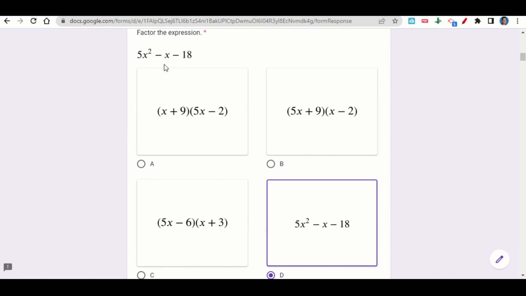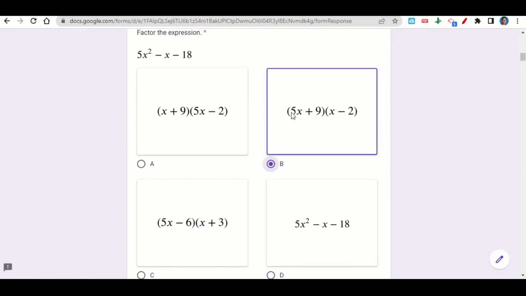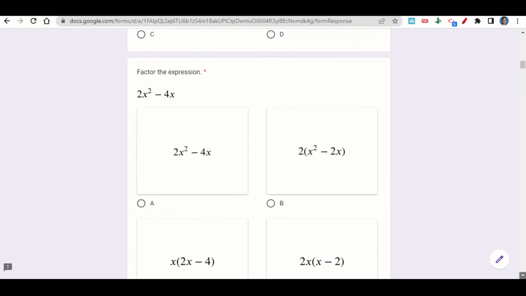Let's try here. If we multiply 5x times 9, we get 45x, and minus 2x is 43x, which is not correct either. How about here? 5x times negative 2 is negative 10, plus 9x is negative 1x, so this would be our correct answer. So we'll go ahead and mark that one as correct. We'll scroll down to the next one.